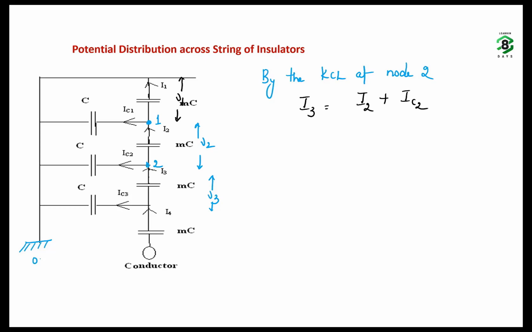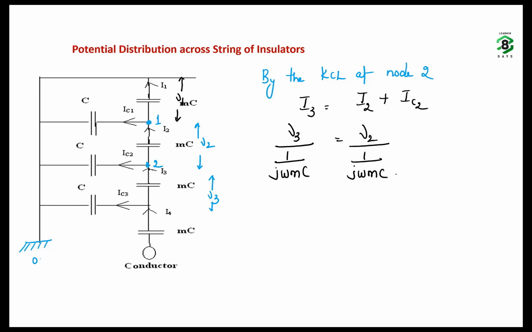I3 is equal to the entering current I3, leaving currents are I2 and IC2. If you calculate, I3 is V3 divided by the impedance. The impedance of all the capacitances, all the discs, is the same. Why? Because they are identical discs. This is 1 divided by j omega mC. I2 is V2 divided by 1 by j omega mC.